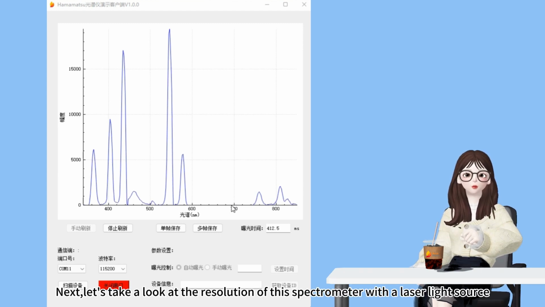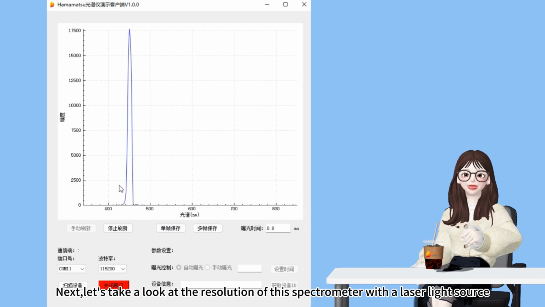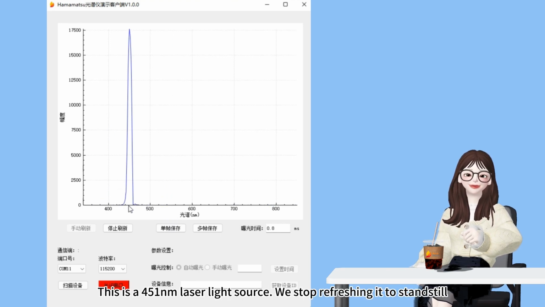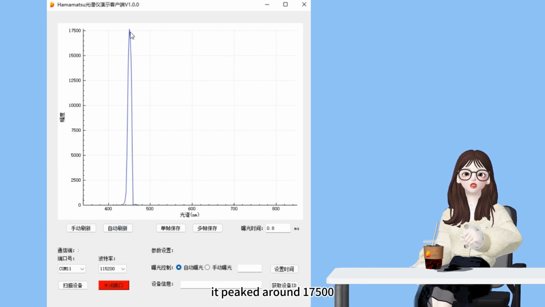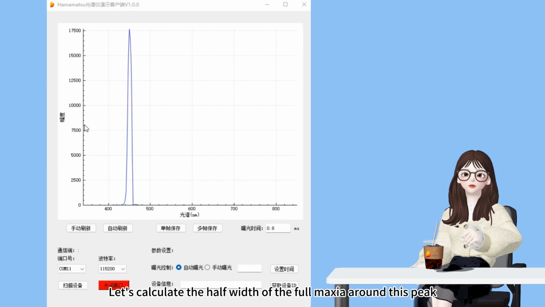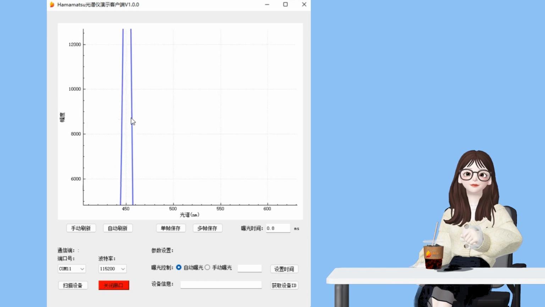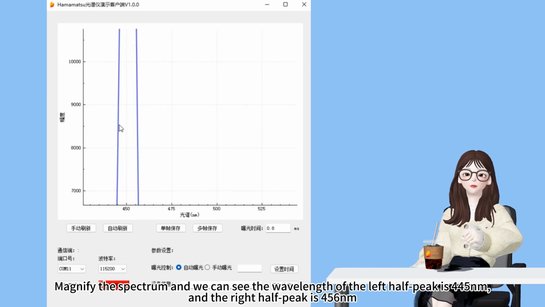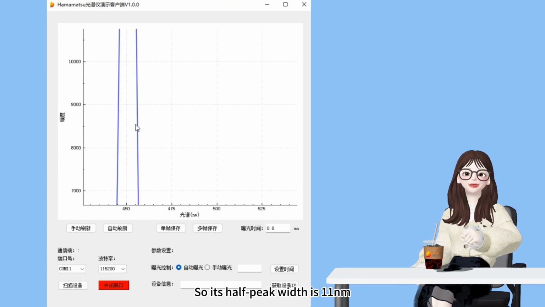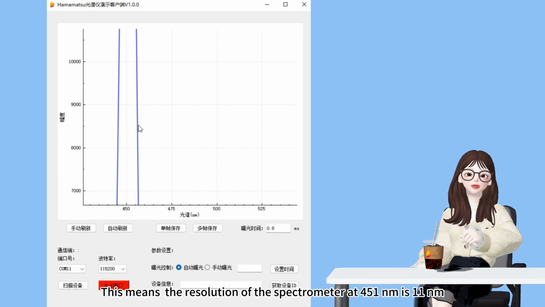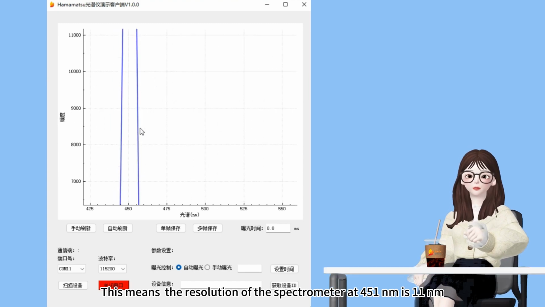Next, let's take a look at the resolution of the spectrometer with a laser light source. This is a 451 nanometers laser light source. We stop refreshing it to stand still. It peaked around 17,500. Let's calculate the full width at half maximum around this peak. Magnify the spectrum, and we can see the wavelength of the left half peak is 445 nanometers, and the right half peak is 456 nanometers, so its half peak width is 11 nanometers. This means the resolution of the spectrometer at 451 nanometers is 11 nanometers.